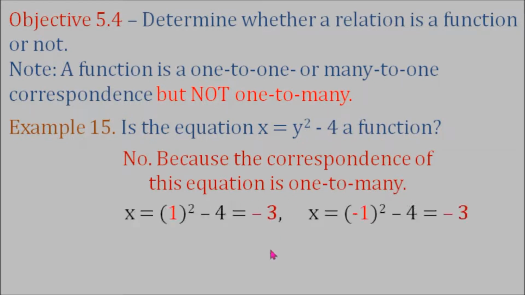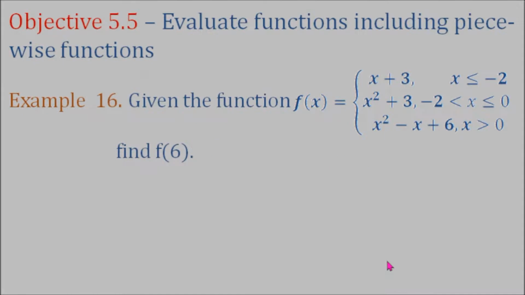How? For example, if we substitute y with 1, that's going to be x equals 1 squared minus 4. That gives us negative 3. And also, if we substitute y with negative 1, we have x equals negative 1 squared minus 4. It is still equal to negative 3. So that's going to be one-to-many. Objective number 5. Evaluate functions including piecewise functions.